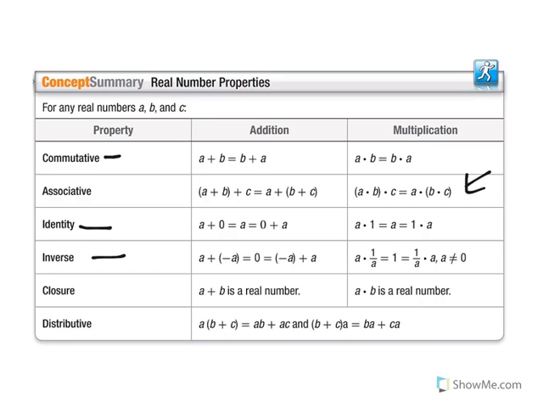Inverse: whatever you have to add to your number to get 0. Multiplication: you have to multiply these two numbers, and if you get 1, then it is your multiplication inverse. The closure property. You have a plus b is a real number. And then also on multiplication, a times b is a real number. And last but not least, we have the distributive property. If we have a times the quantity b plus c, that's going to be equal to a times b plus a times c. This works if you do it backwards as well.